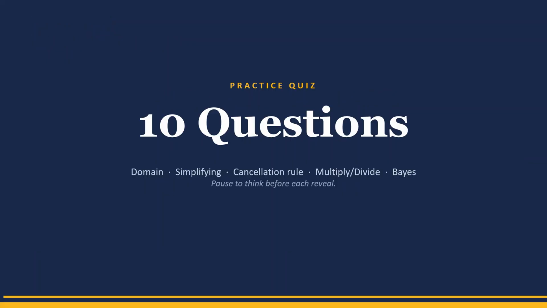Now let us check your understanding with a short practice quiz. 10 questions on domains, simplification, the cancellation rule, multiplying and dividing, and the Bayes connection. Pause after each prompt to think before I reveal the answer.